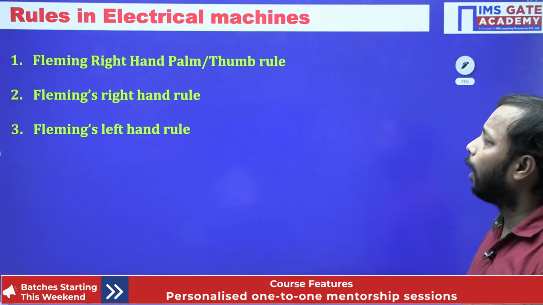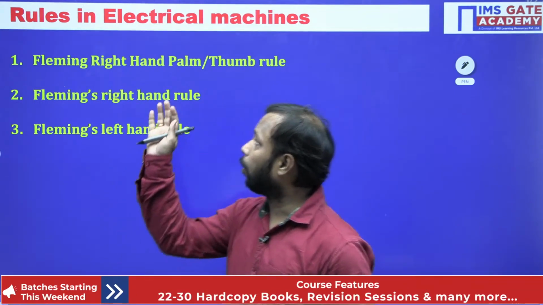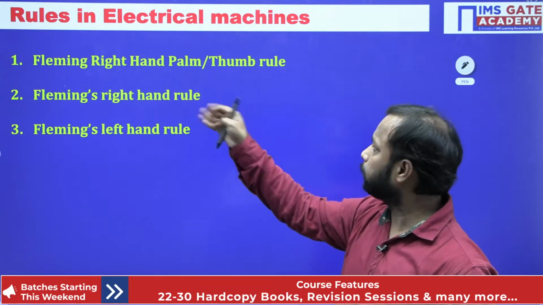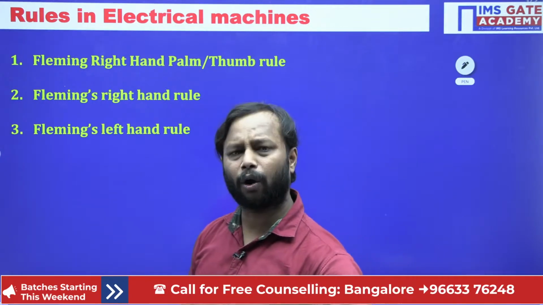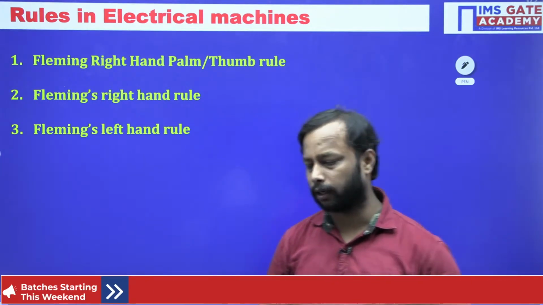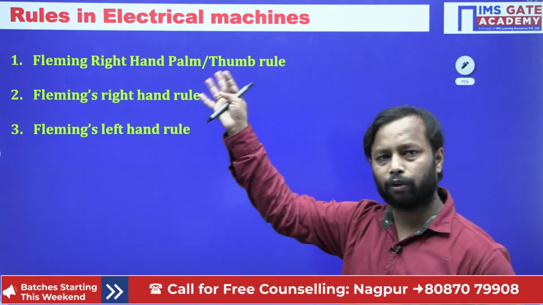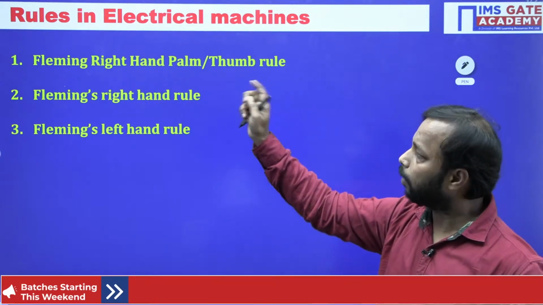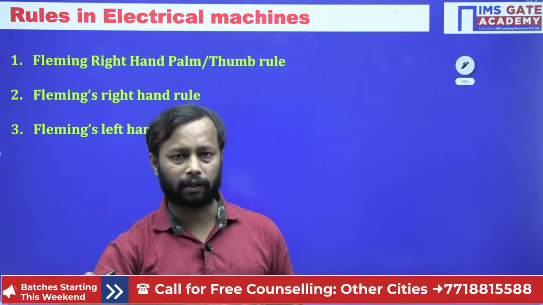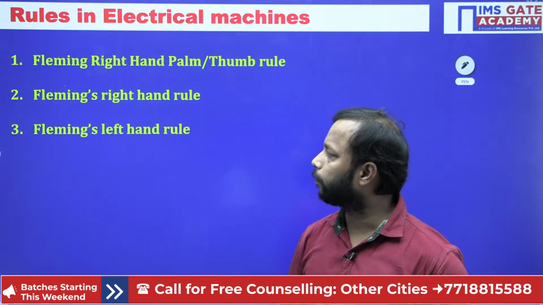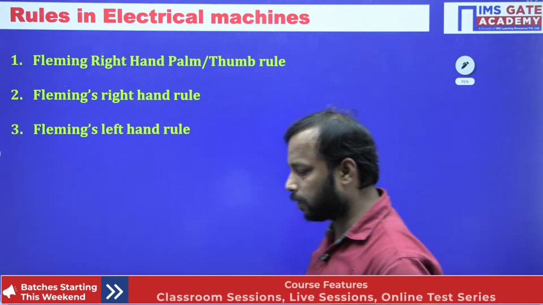Basically we have 3 types of rule. First one, Fleming's right hand rule, or you can say the right hand palm or thumb rule. Definitely you have studied this during your 11th and 12th, and some students have also studied it in 9th and 10th in physics. Why we are using this, I will let you know, but as of now, let us see what the rules are. Second one, Fleming's right hand rule, and this is one of the most important rules in the electrical machine. And the third one is Fleming's left hand rule. All three rules are important, and we'll see each and every one in a detailed manner.